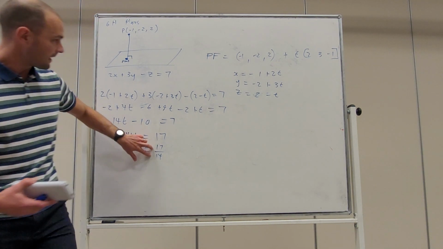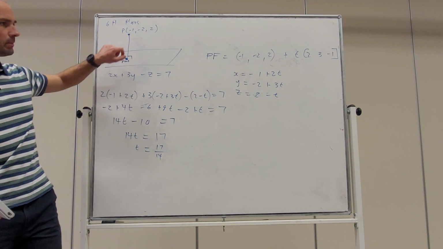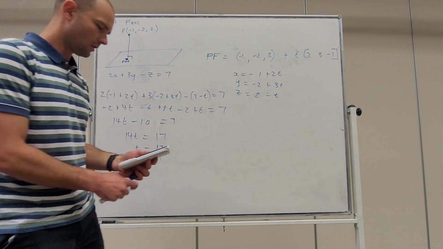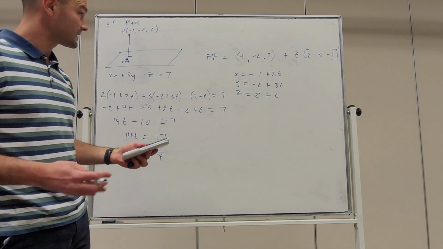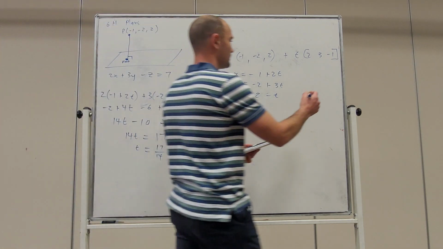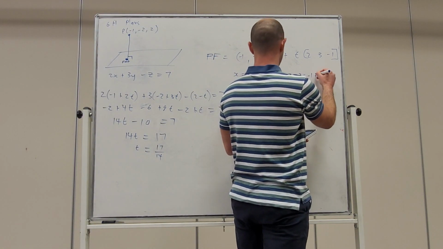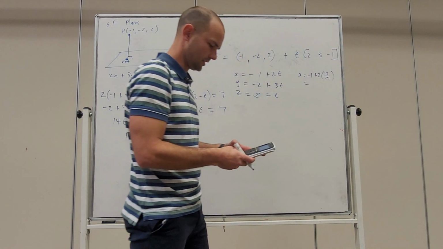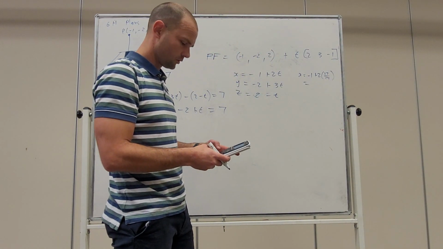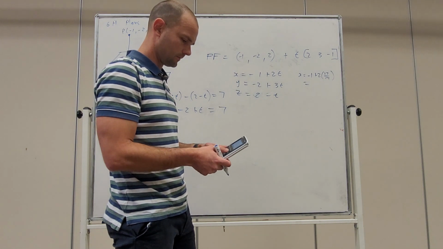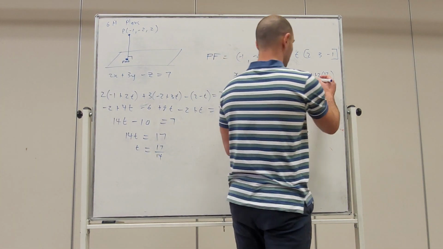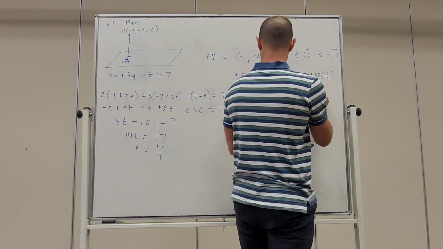So, this is our value of t for which this line meets the plane. We're going to plug the value of t in here to determine the coordinates. All right. So, when t is 17 on 14, x is -1 plus 2 lots of 17 on 14. So I'll just process it here. We've got 10 on 7 for x.